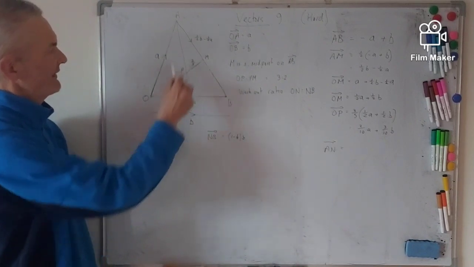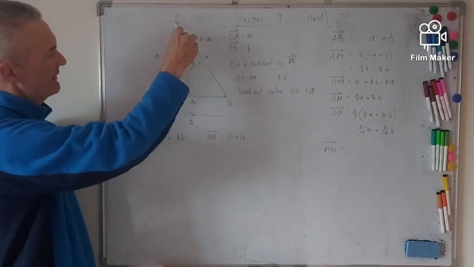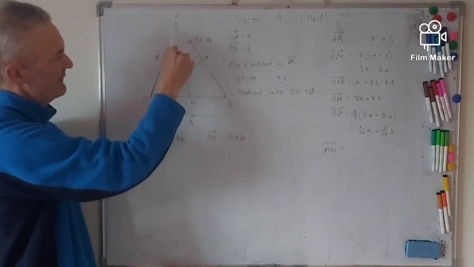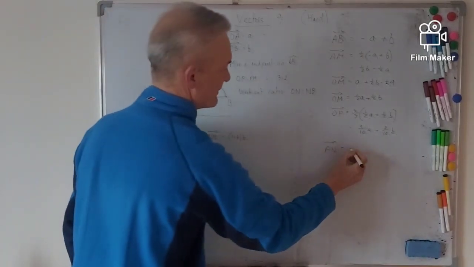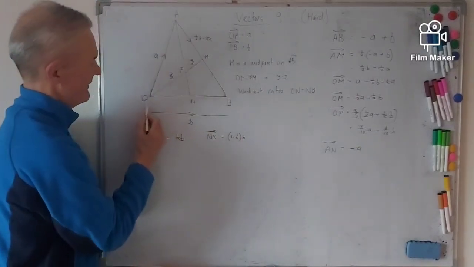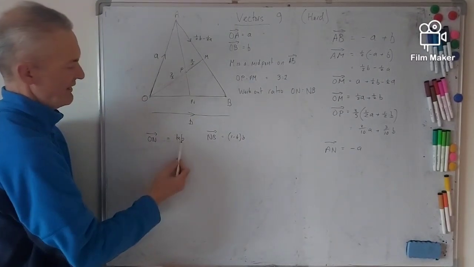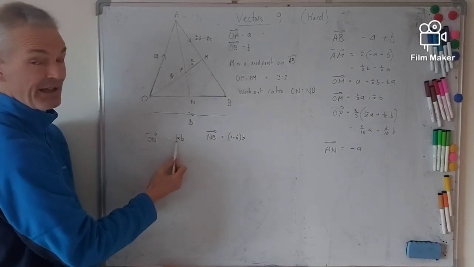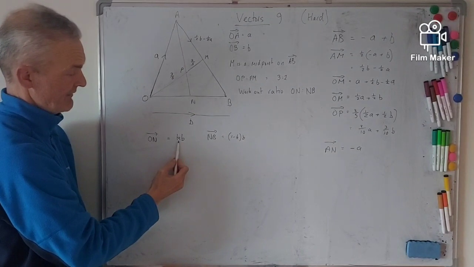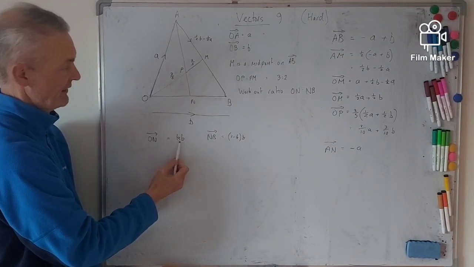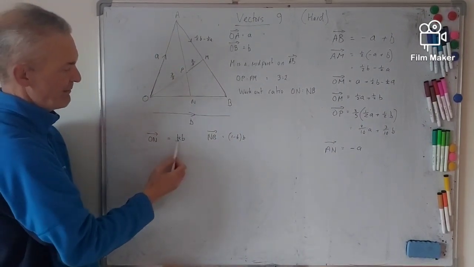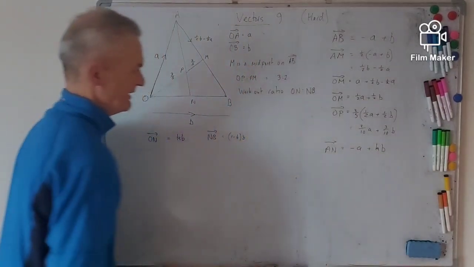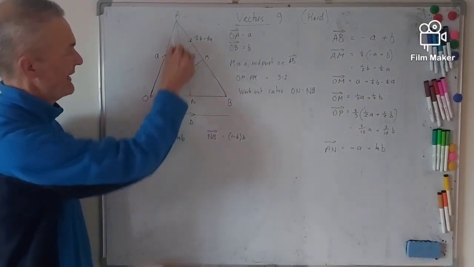And in order to get that, we're going to have to go down here and across here. So down here is minus A, and this bit here, ON, we're going to have to use this. Okay, we've got ON, we don't know what K is yet, but that doesn't matter, we'll still use that. So it's minus A, and it's going to be plus KB. Okay, so that's AN.